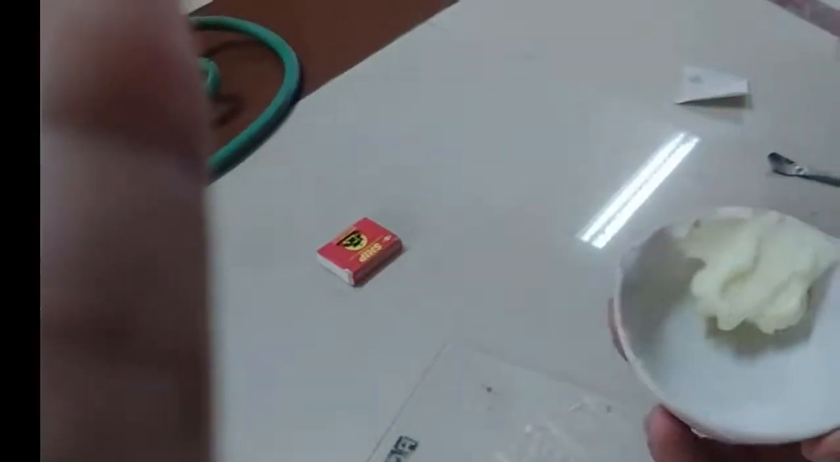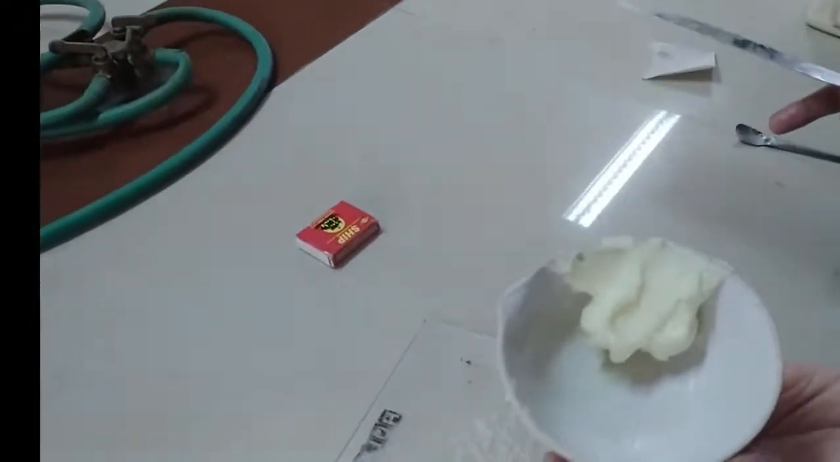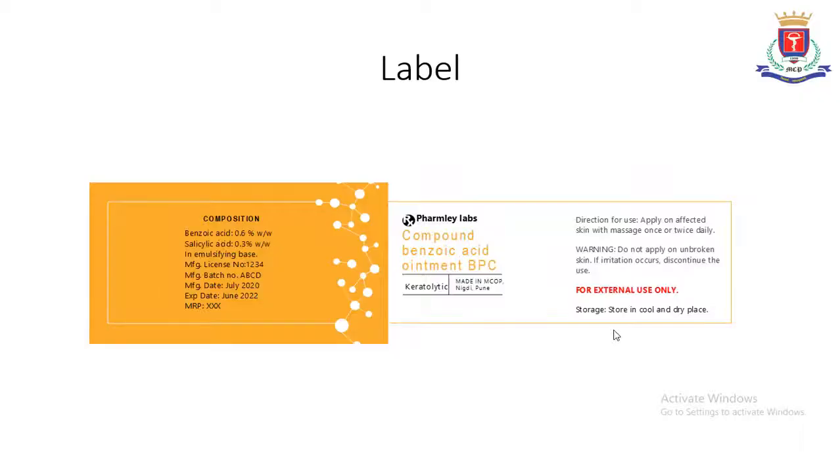Here is our salicylic and benzoic acid ointment ready. Now here you can see the label which I have prepared for compound benzoic acid ointment. The formula is obtained from BPC, so BPC is mentioned here. This is just a fake name. Then here I have written the category of the formulation, keratolytic; fungistatic you can also add.